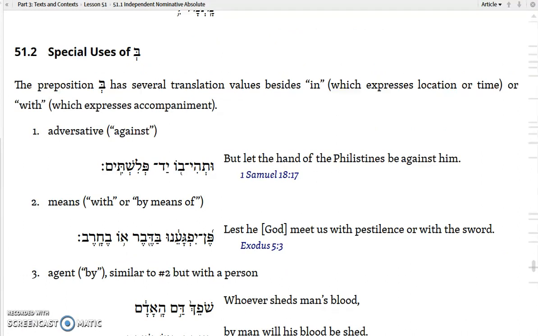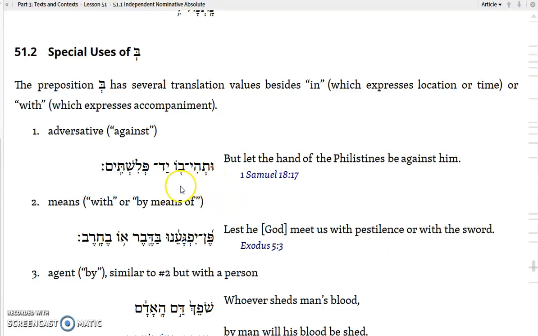51.2 gives some special usages of preposition bet. The preposition bet has several translation values besides in, which is the most common one, or with, which can express accompaniment. Other usages are adversative, which would mean against.